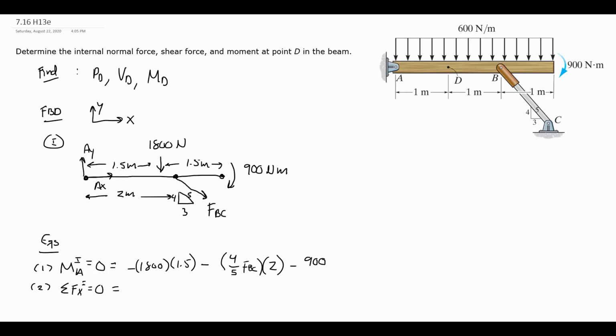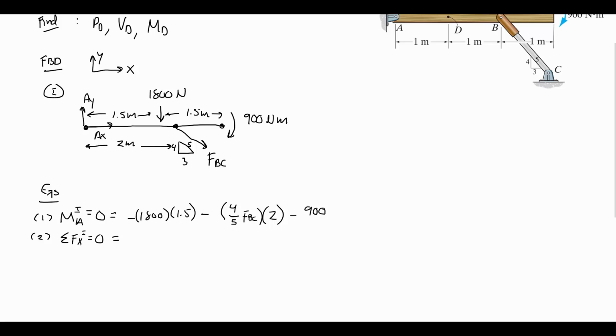Sum of forces in the x direction. In picture 1, I have all of AX plus 3/5 FBC. That is the horizontal component of that 2-force member. And once I know FBC from equation 1, I can find AX. And equation 3, sum of forces in the y. In my external free body diagram picture, AY minus 1800 down, minus 4/5 FBC.